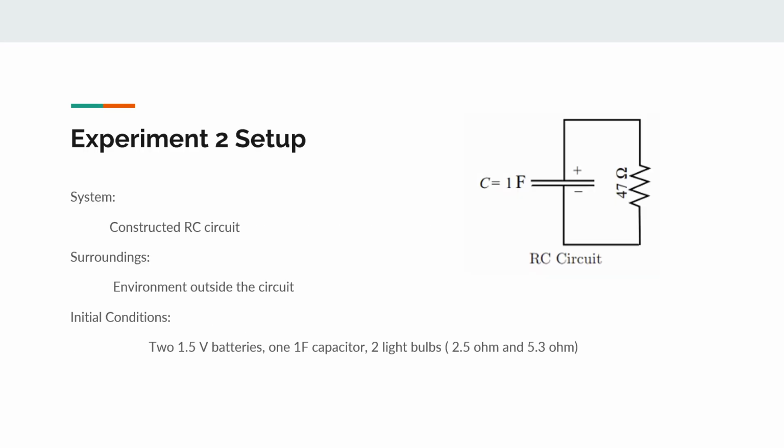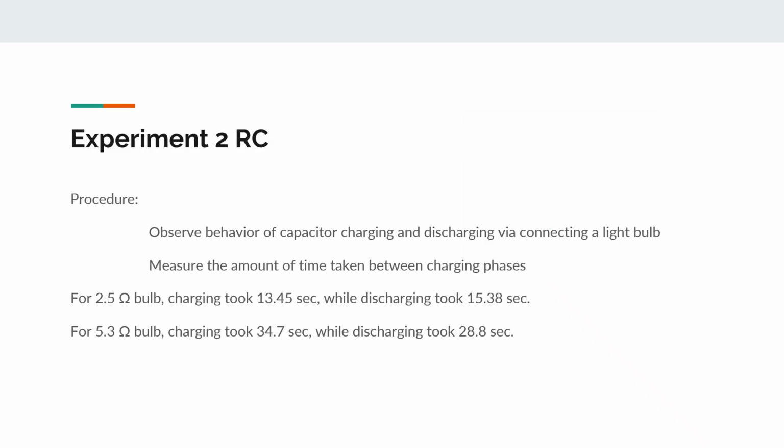Here is our experiment 2 setup, where the system is again the constructed RC circuit, the surroundings are the environment outside the circuit, and our initial conditions are two 1.5 volt batteries, one F capacitor, and two light bulbs of 2.5 ohm and 5.3 ohm respectively. For the procedure, we observe the behavior of capacitor charging and discharging via connecting a light bulb, and measure the amount of time taken between charging phases.